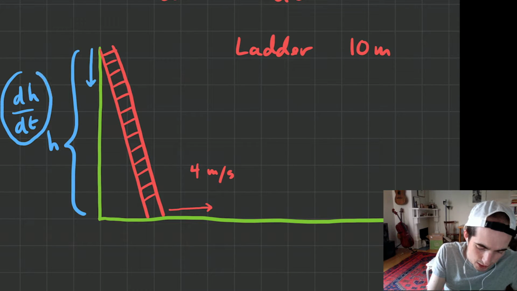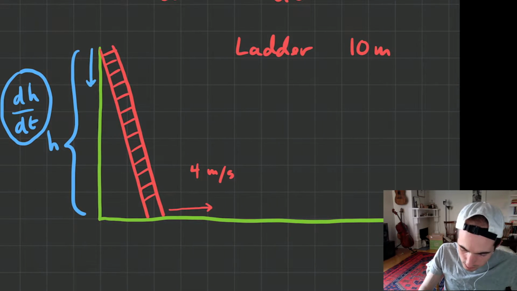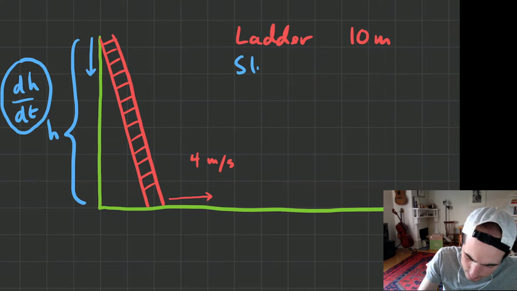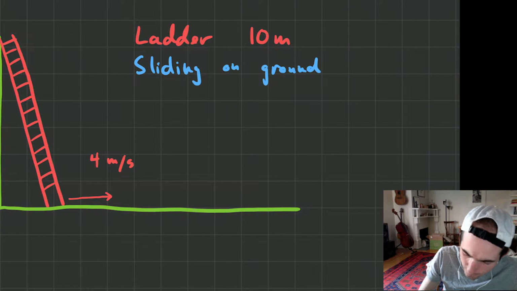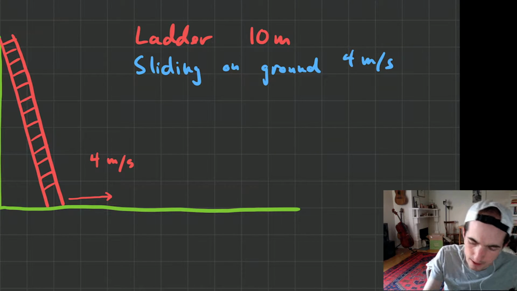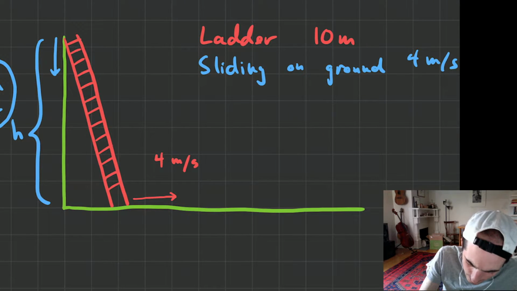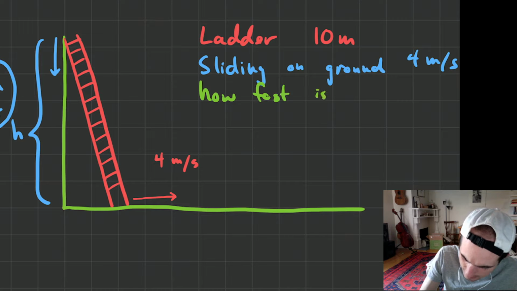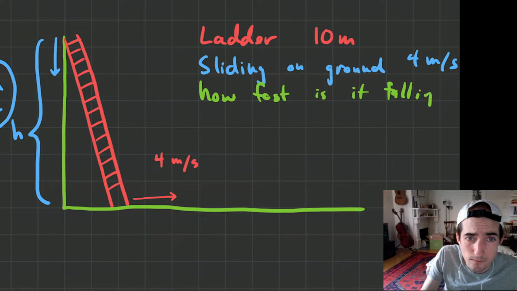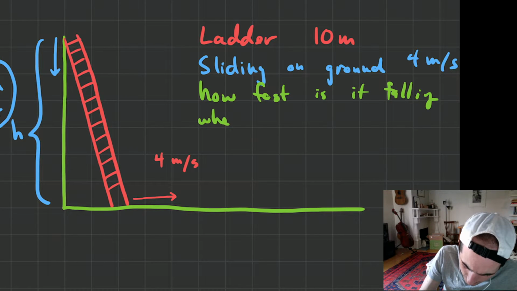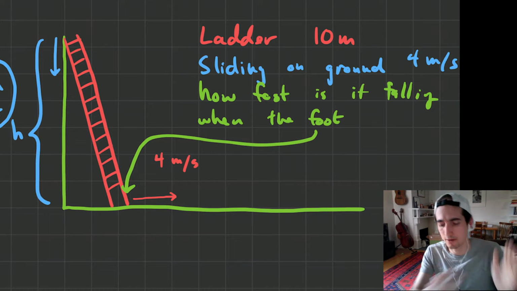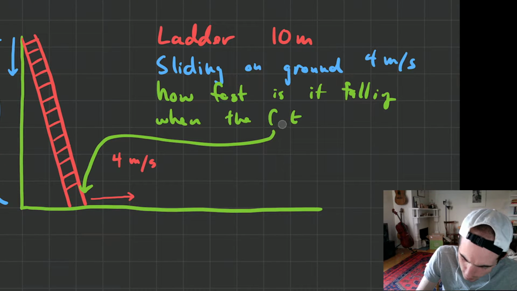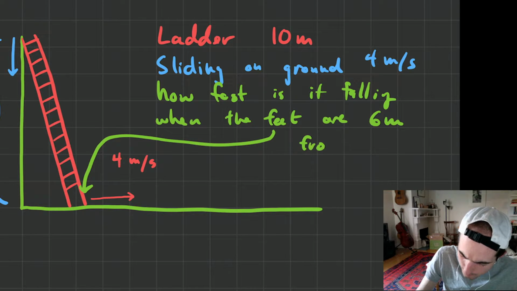So the idea of this question is: if the ladder is 10 meters tall and it's sliding on the ground at a rate of 4 meters per second, how fast is it falling when the foot of the ladder, maybe we'll call it the feet, when the feet are 6 meters from the wall?